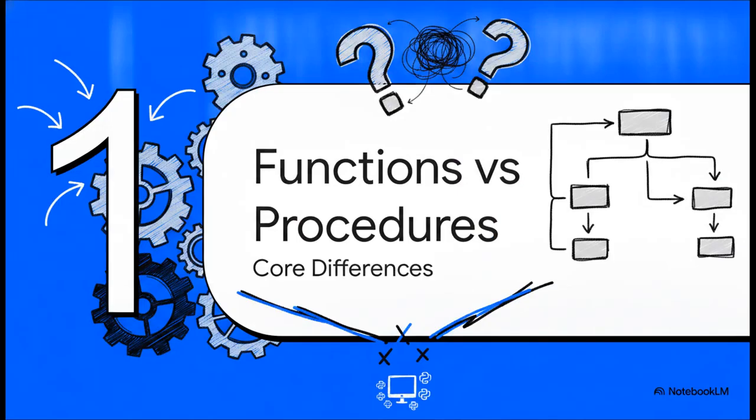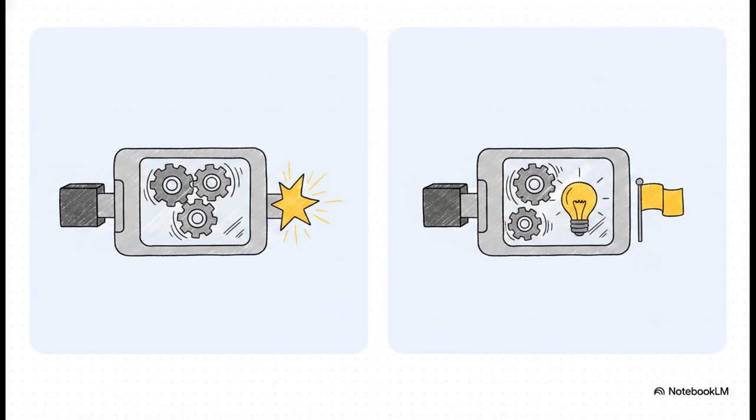All right, kicking things off with Section 1, functions versus procedures and their core differences. So the crucial point is that students very often confuse these two foundational terms, but the distinction is actually pretty simple. While both of them make your programs modular and organized, the key difference is the return value. A function performs a task and returns a value to you. A procedure performs a task and never returns a value.